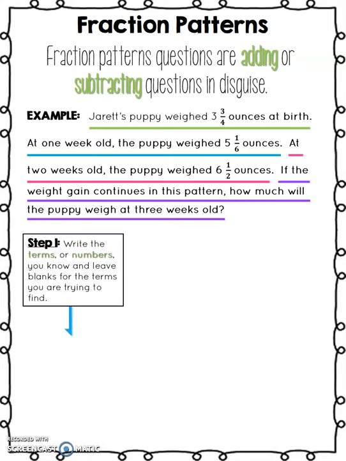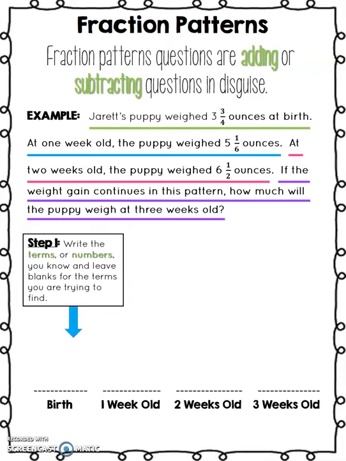So to tackle this, first, we would write the terms, which is another way of saying the numbers that we know, and leave blanks for the ones that we're trying to find. So I know from the story problem it's talking about the puppy's weight when it was born, at 1 week old, at 2 weeks old, and at 3 weeks old. I can fill in the first three of those blanks because I know when the puppy was born it weighed 3 and 3/4 ounces. At 1 week old it weighed 5 and 1/6 ounces, and at 2 weeks old it weighed 6 and 1/2 ounces. I'm trying to find that missing line for how much it weighed at 3 weeks old.